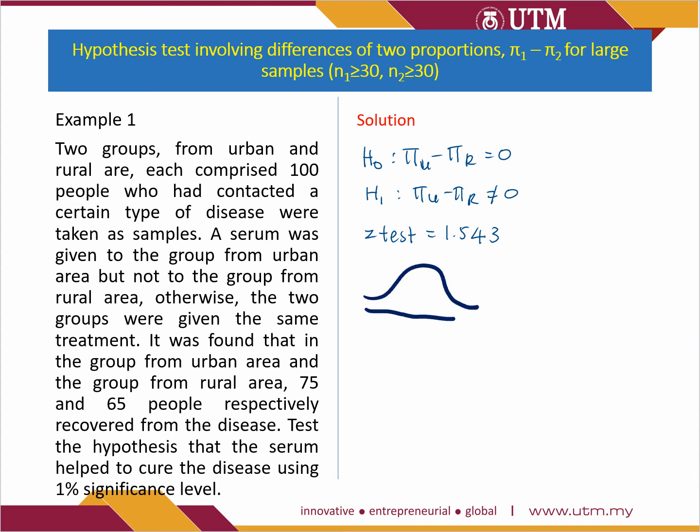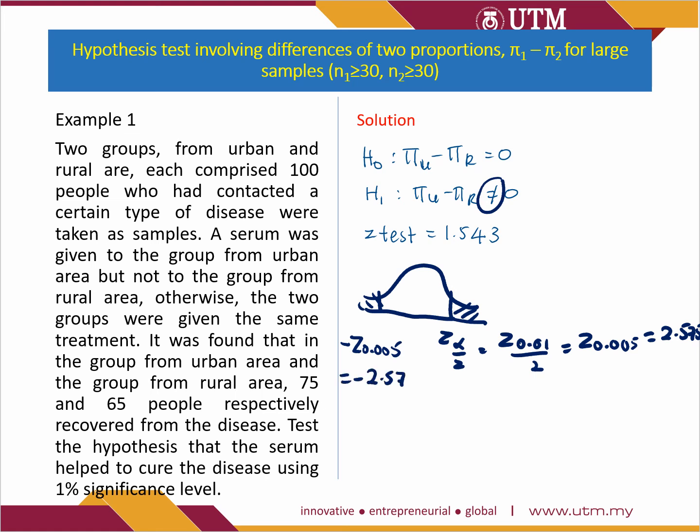Since the alternative hypothesis is not equal, we divide alpha by 2. So first we find Z alpha over 2, which is equal to Z of 0.01 over 2, which is Z 0.005, where Z 0.005 is equal to 2.575. And also this one will be negative Z 0.005, which is equal to negative 2.575.